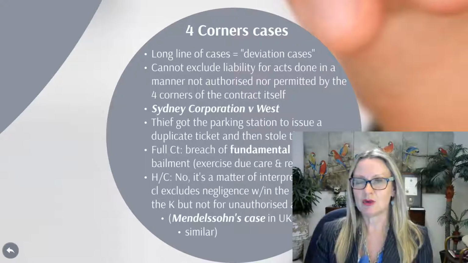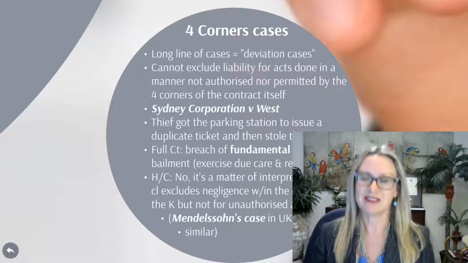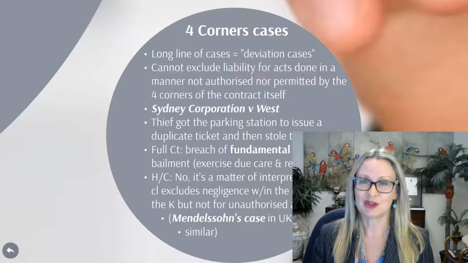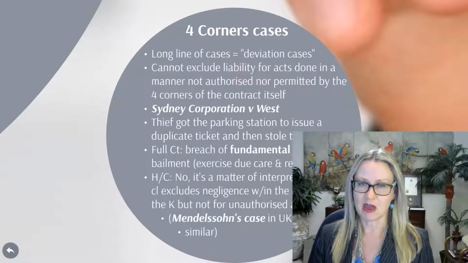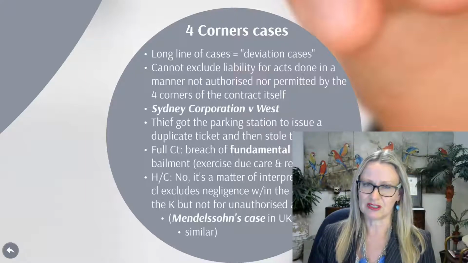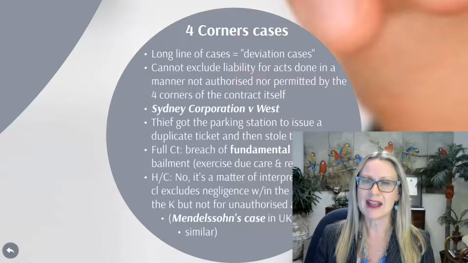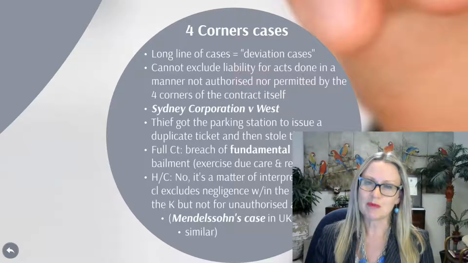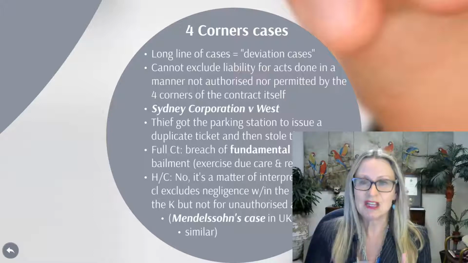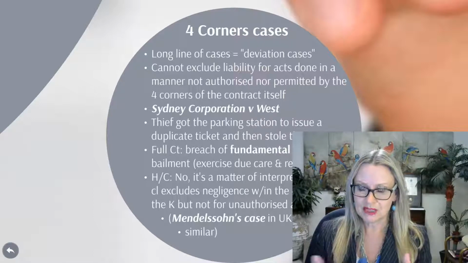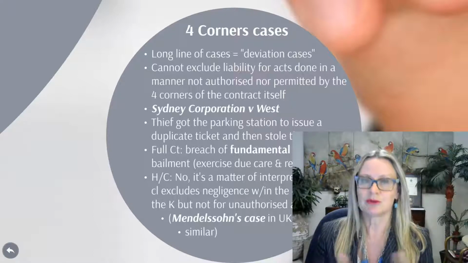And the last way that the courts will try and read down, get out of, skirt along the edges of an exclusion clause is by a doctrine sometimes called the Four Corners Doctrine, or probably more often called the deviation cases. And this is simply a little concept that says you can't exclude liability for acts done in a way that are not authorised or permitted by the four corners of the contract itself. So you can only exclude liability for things that can happen in the ordinary course of the contract as contemplated by the parties, four corners of their agreement.